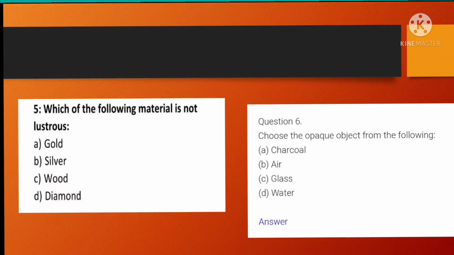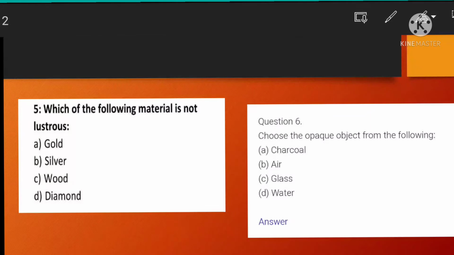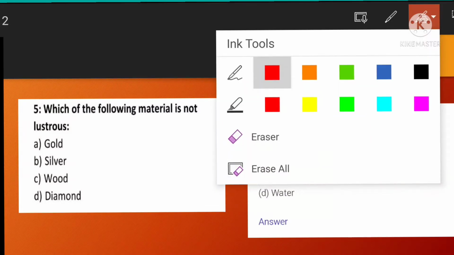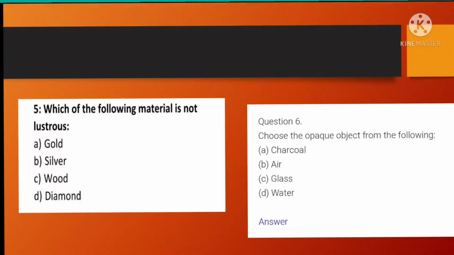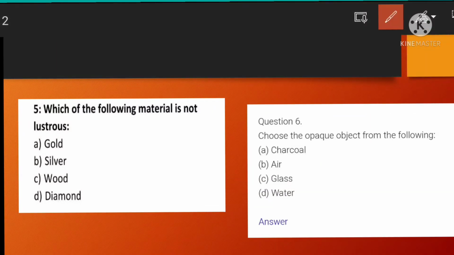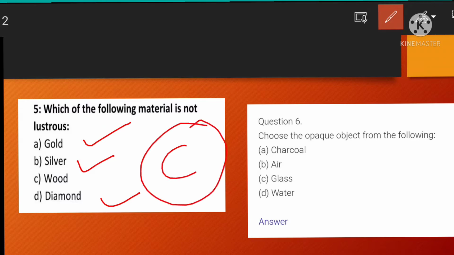Now come to the next one. Which of the following materials is not lustrous? What do you mean by lustrous? Lustrous means material that can shine. So gold also shines, silver also shines, diamond also shines. So the correct answer is D, the material that cannot shine. So my correct answer is C.